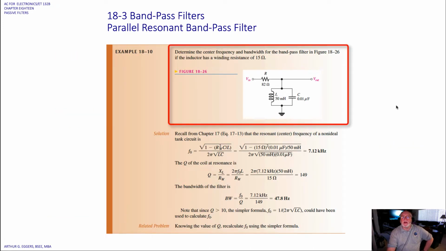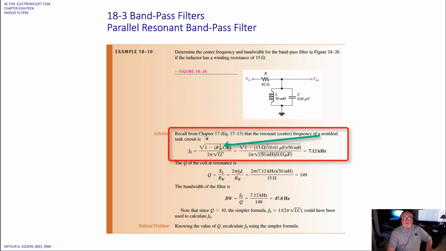Determine the center frequency and bandwidth for the bandpass filter if the inductor has a winding resistance of 15 ohms. Okay, so they're introducing a winding resistance. We've got a resistor of 82 ohms. The tank circuit forms the LC, 50 millihenries and 0.01 microfarad, a hundredth of a microfarad. Recall from Chapter 17 that the resonant center frequency is different for a non-ideal tank circuit. So in the non-ideal case, we have to include the winding resistance. So you can see the winding resistance in there in the non-ideal case.